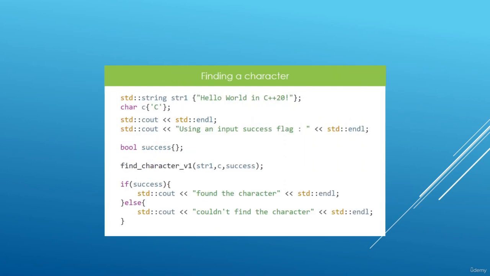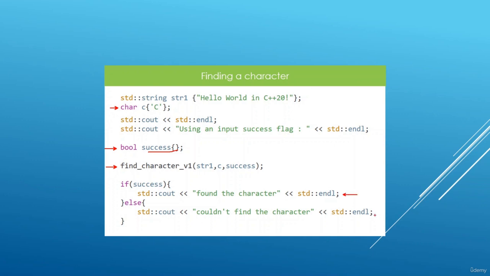Okay, here is another version using our new function to search for our target character. The target character is a C, for example here. The message is hello world in C++20, and we're going to find the character. And we're going to be using our bool success variable here. And when we find the character, we're going to write in here a true. If we don't find the character, we're going to write a false in this success here, and we can check for that. If success is true, we're going to know that we found the character.